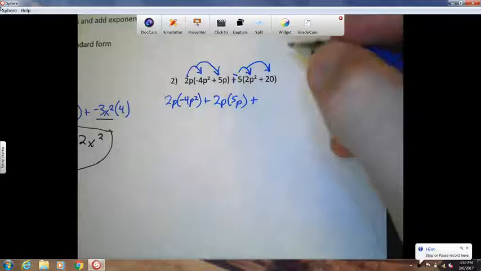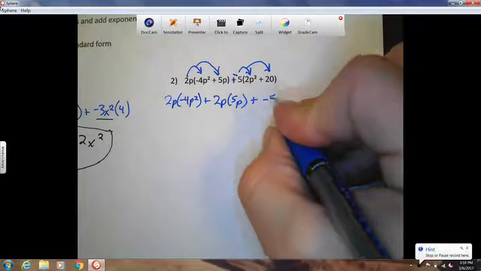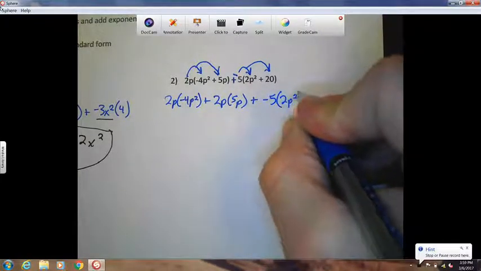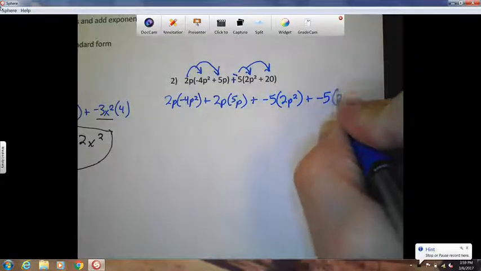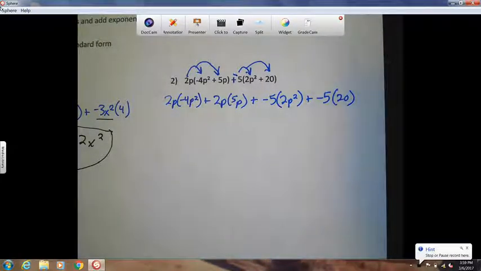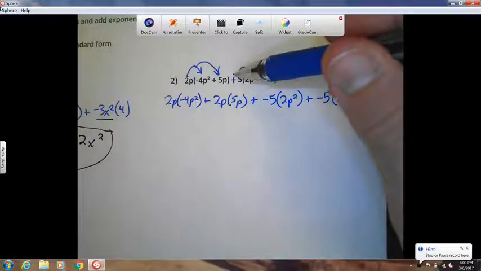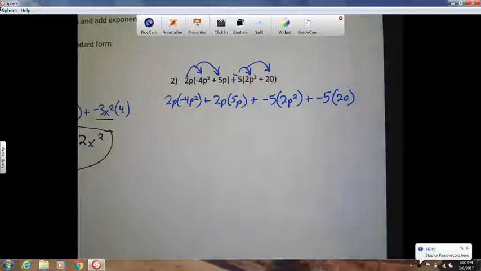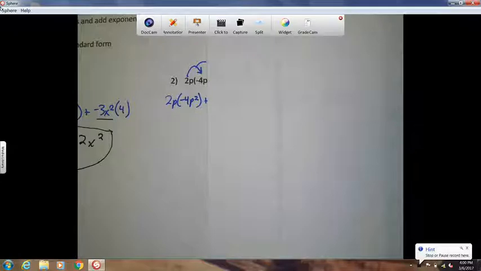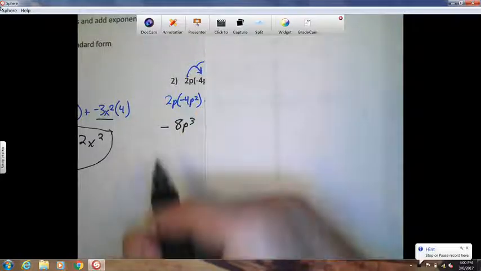So negative 5, 2p squared, negative 5 times 20. This is probably the most common mistake. They don't know what to do in their subtraction. Put a plus sign like you always do and multiply everything by a negative 5. So now let's just go each problem one at a time. So here's negative 8p to the third. So 2 times negative 4. And this is p to the first and p to the second. So that adds to 3.